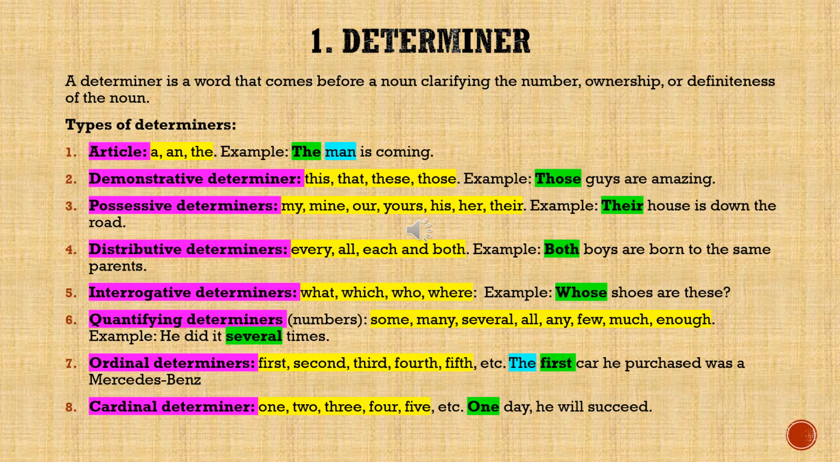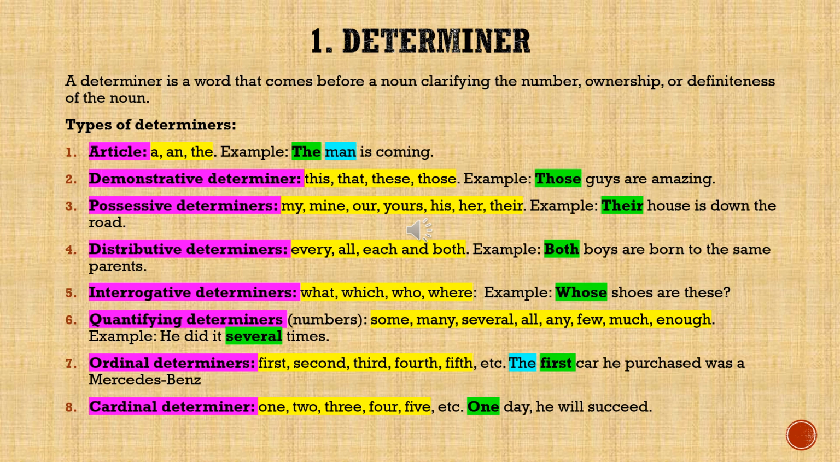2. Demonstrative determiner. There are 4 types of demonstrative determiners in English language. They are this, that, these and those. In the sentence, "Those guys are amazing," those is a demonstrative determiner because it describes the plural noun, guys.